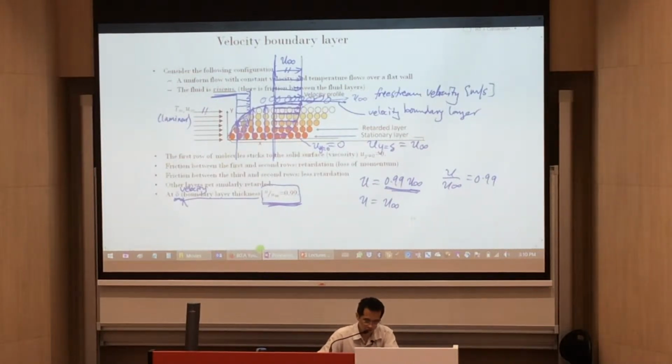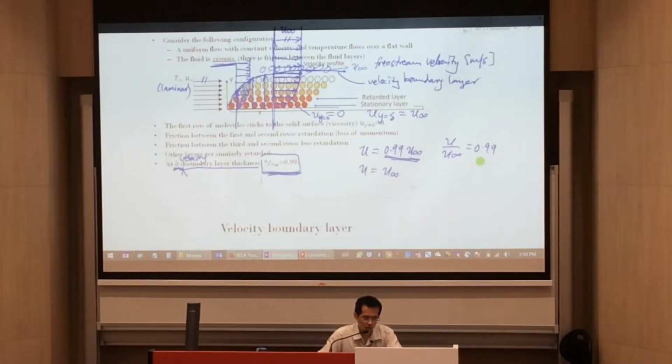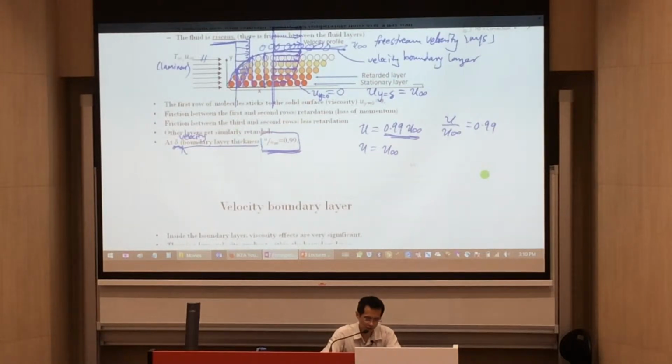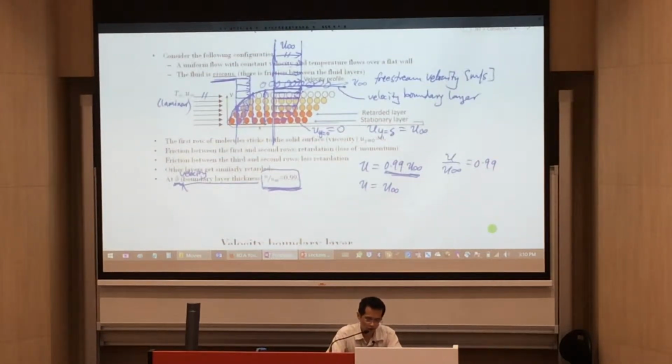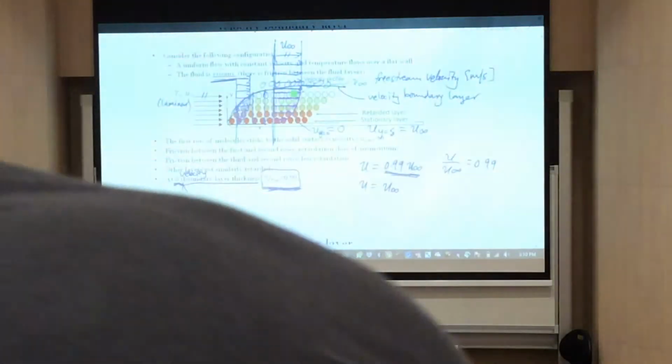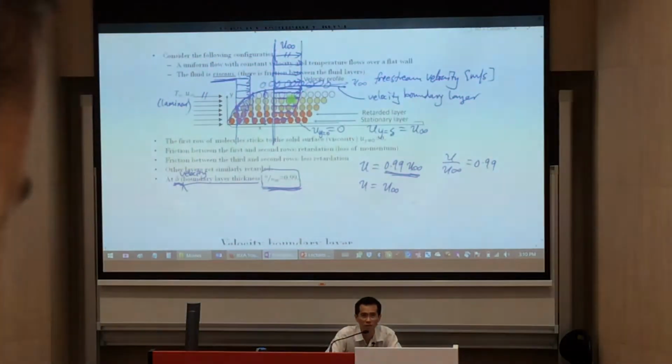Now let's continue this. So actually what I can say about this velocity boundary layer is that anything that's within this boundary layer, we can say that its viscous effect is significant.